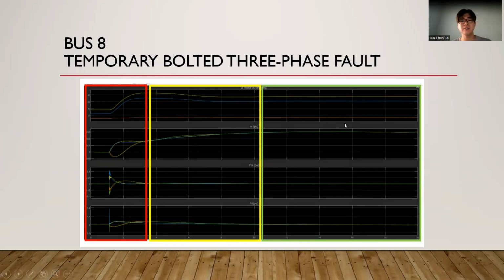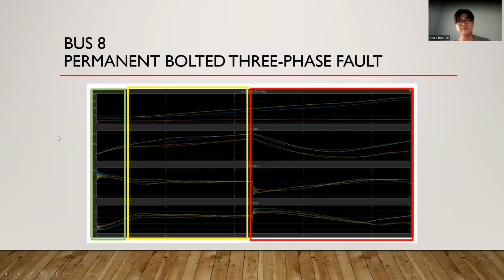And for the stable case, as shown in the green markings here, the system has reached equilibrium state once again from 10 to about 20 seconds. And we can see that before 1 second, the system is in a stabilized state as well.